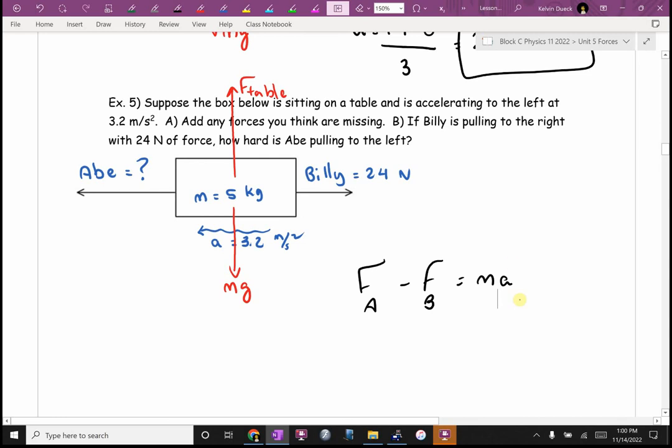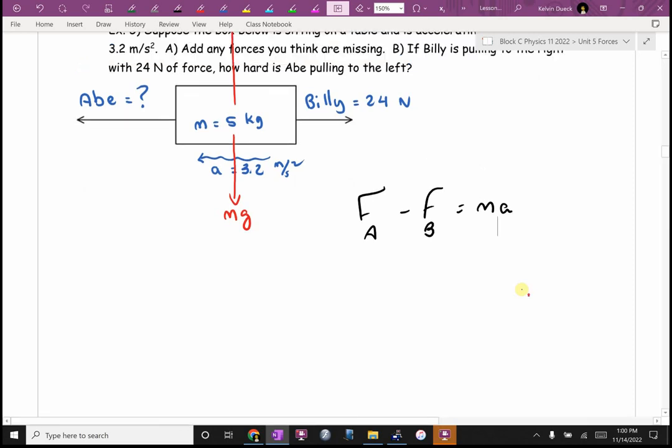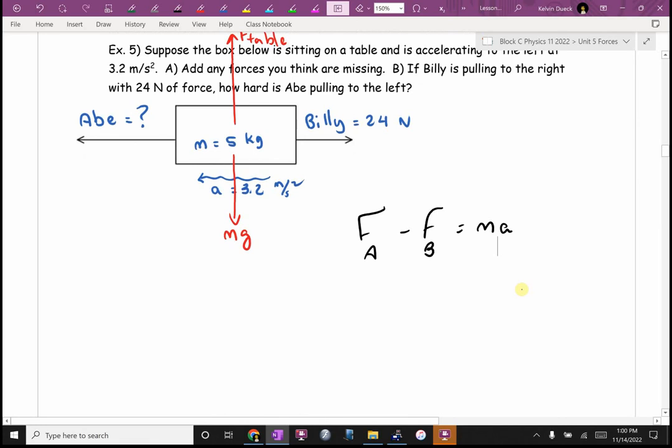Matt, what do they want me to find in part B? It's okay, you got it. If Billy is pulling to the right with 24 newtons of force, what are they asking me to find? More specific, just read me the phrase starting with the word how. How hard is... Which of these is how hard Abe is pulling? Help them out, folks. FA. Right? A for A, B for Billy.